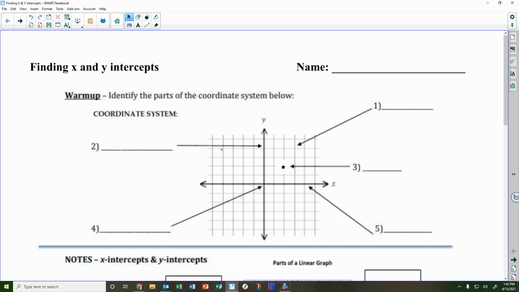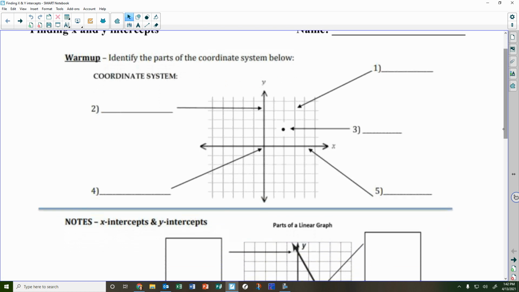All right, so today we get into finding x and y intercepts, kind of doing a little review as we work our way towards graphing systems of linear equations. So we're going to do a little review here as you see a graph, and we're going to label some of these parts. So if you look at number one, it's kind of pointing to an entire section, all right?